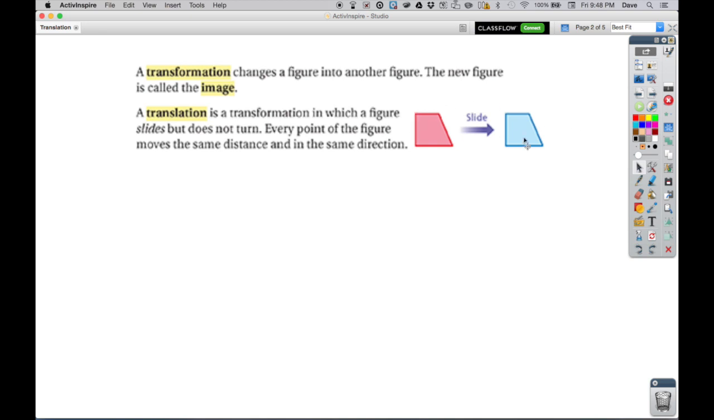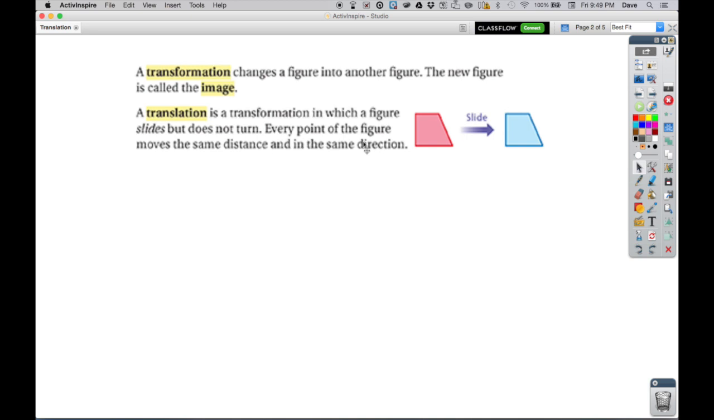Right here, there's an example of a translation. We've got the red image here. It's been slid and created a new image over here. New image meaning that it's not in the same position. It's the exact identical congruent shape, but just in a new location. So a translation is a transformation in which a figure slides but doesn't turn. Notice that the only thing that has changed is the position. The orientation of the shape is the same, the size is the same. It's basically a congruent shape.